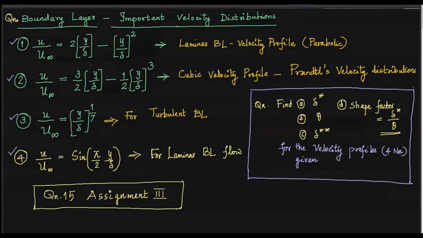This is question number 15. 4 different velocity profiles are given here, and you have to find out the displacement thickness, momentum thickness, energy thickness, and the shape factor for each of the velocity profiles here, numbered 1, 2, 3, and 4. Okay, so these are extremely important questions.